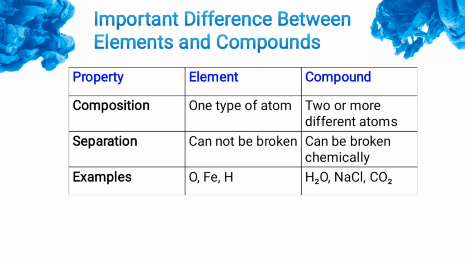Important differences between elements and compounds: the properties, composition, separation, and the last one is examples. Elements have one type of atoms, but compounds have two or more different atoms. Elements cannot be broken down, but compounds can be broken down chemically. Examples of elements: oxygen, iron, hydrogen, and examples of compounds are H2O, water, NaCl, sodium chloride, and CO2, carbon dioxide.